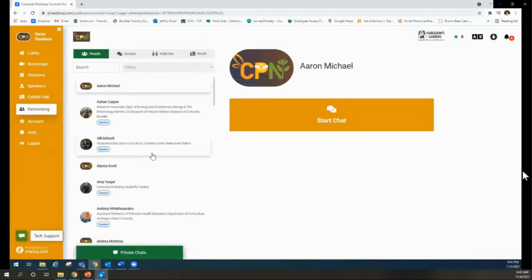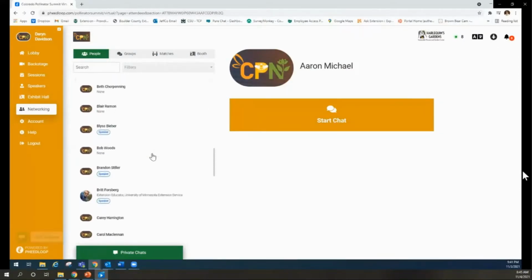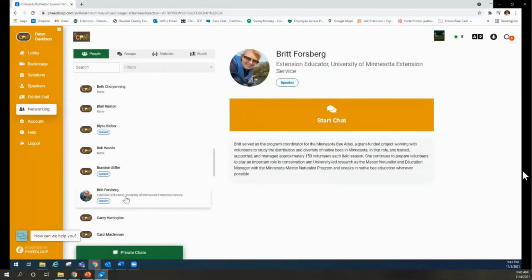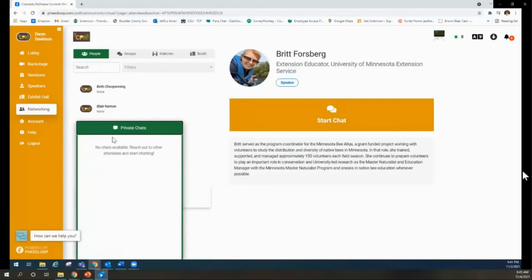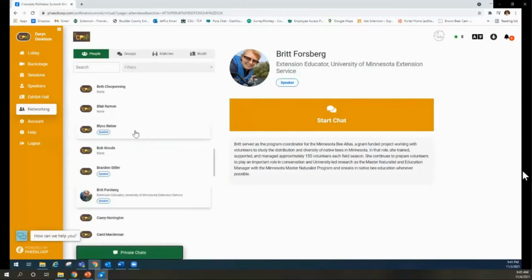It lists all of the speakers, anyone who is registered, so you can just scroll through that. If you find someone that you'd like to chat with, click on their name, click on Start Chat there. Once you begin chatting with different people, you can click down here in private chats, and this bar will show who you've started chats with so that you can jump back into those threads. To collapse this, you simply click on private chats again.